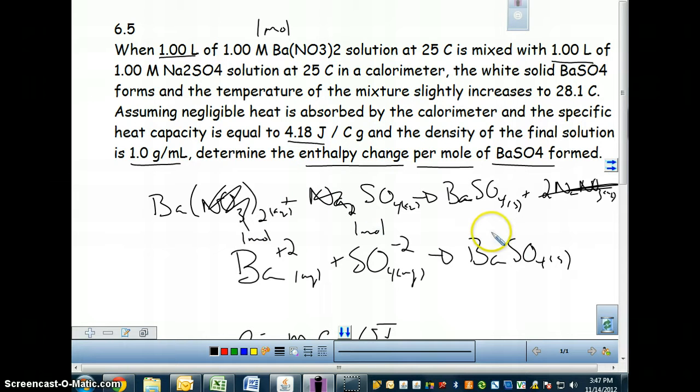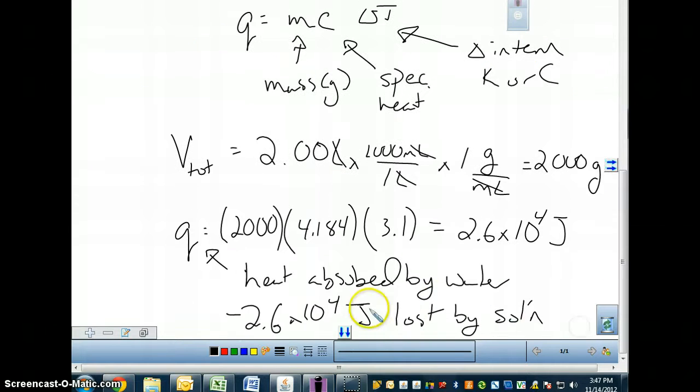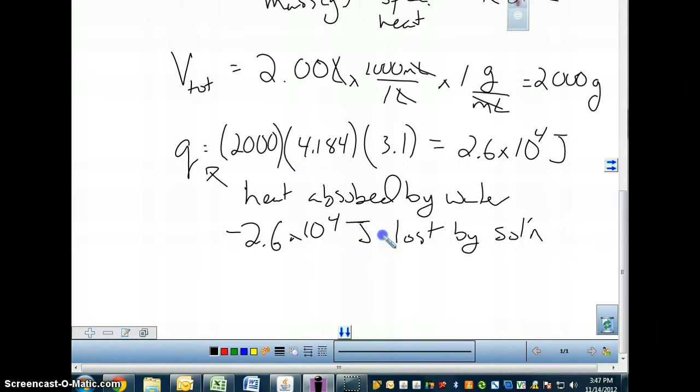How many moles of barium sulfate will we make? We'll make 2 moles. Or I'm sorry, not 2 moles, 1 mole. Because there's 1 barium on each side and 1 sulfate on each side. And they just nice and easily combine. So we end up with that many joules per mole.